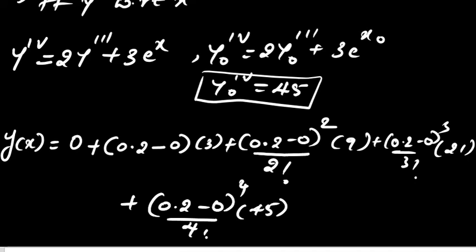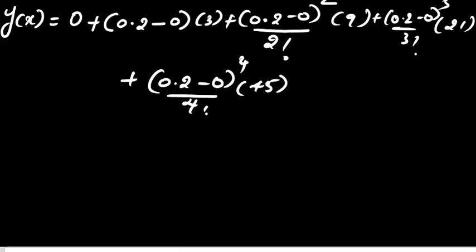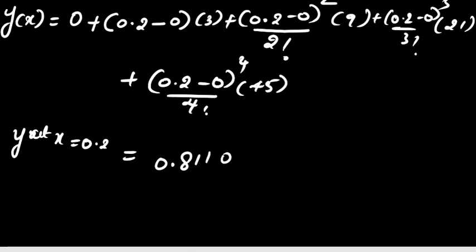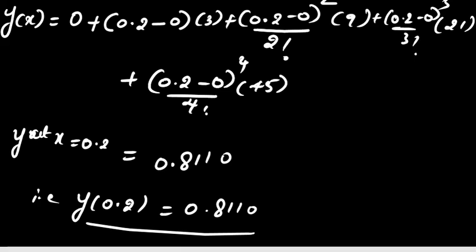Carefully simplify using the calculator. On careful simplification, the value of y at x equal to 0.2 is 0.8110. That is, y of 0.2 is equal to 0.8110. So this is how you have to evaluate a given function with respect to the x value. You will get the corresponding value of y.